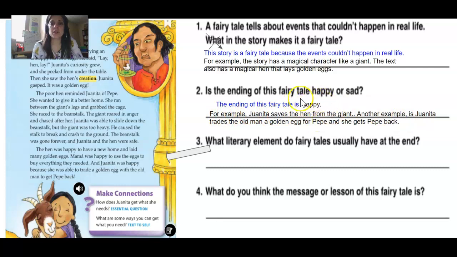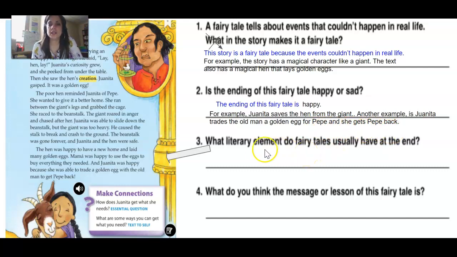For example, here's another text starter, another example. So an example of the fairy tale being happy. For example, Juanita saves the hen from the giant. That's a happy event. Another example is Juanita trades the old man a golden egg for Pepe and she gets Pepe back. That's another happy event.